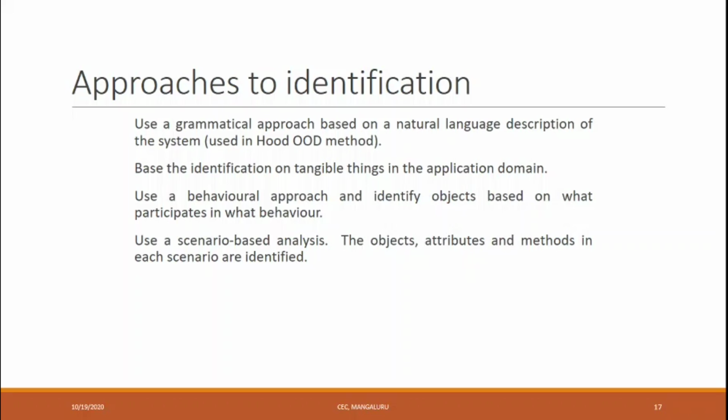Use a scenario-based analysis. The objects, attributes, and methods in each scenario are identified. So it is always better to identify the attributes, operations, and objects based on the scenarios of the system. These are the approaches used to identify the object classes in an object-oriented system, and it is a very important question from the examination point of view also.